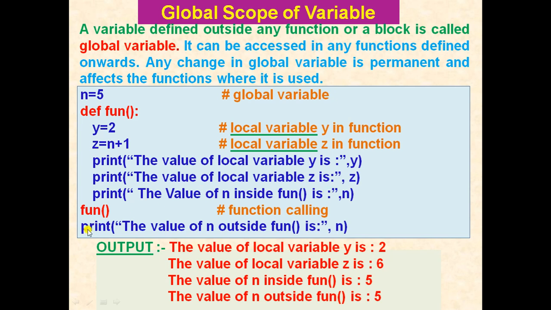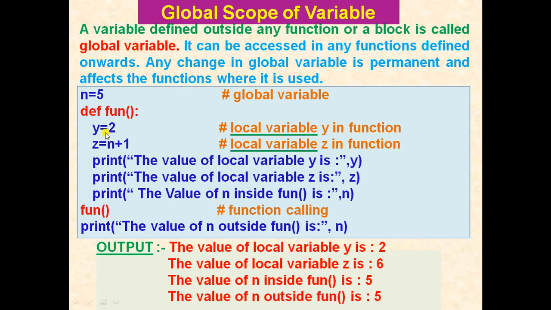See the output here. When we call the function fun, the first print statement shows the value of local variable y, which means 2 is displayed here. The value of local variable z is z, which means here z is equal to n plus 1. Since n is 5, 5 plus 1, that is 6, will be assigned to z, and this assigned value will be displayed here.